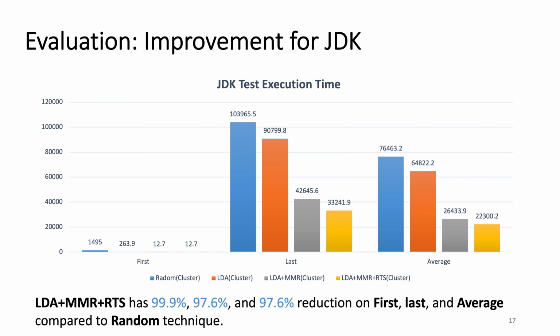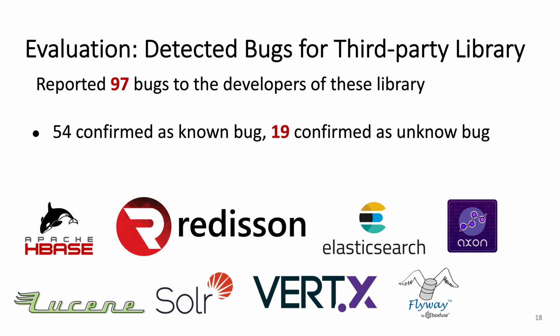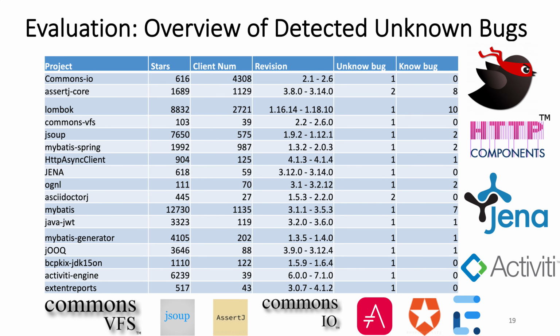And here is the improvement for our JDK test execution. There are 4 techniques: random as the benchmark, LDA, LDA with MMR, and LDA with MMR and RTS. Cluster here means we target each different type of BBI bug. Through the graph, we can see we have a huge improvement. We detected 97 bugs and reported them to the developers; 54 were confirmed as known bugs and 19 were confirmed as unknown bugs. And here is the overview of our detected unknown bugs.